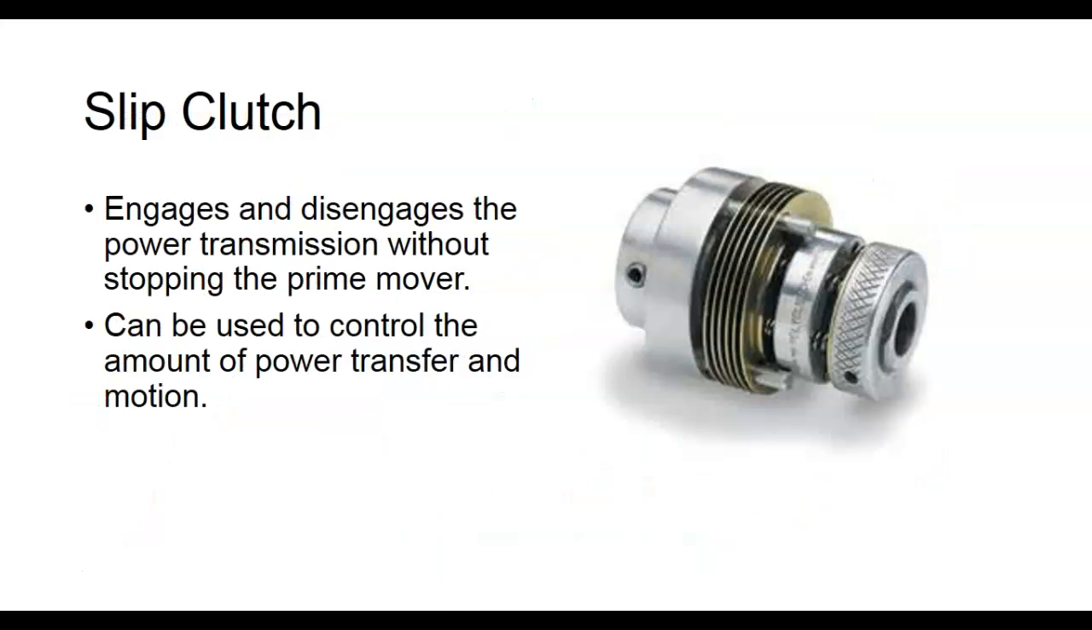Slip clutches engage and disengage the power transmission without stopping the prime mover. They cannot be used to control the amount of power transferred and motion, but can also be used. So we're using the slip clutch to set the torque, like on the torquing station. On the carriage, the first carriage on the testing station, they use that because we manually jogged that and positioned it under the.